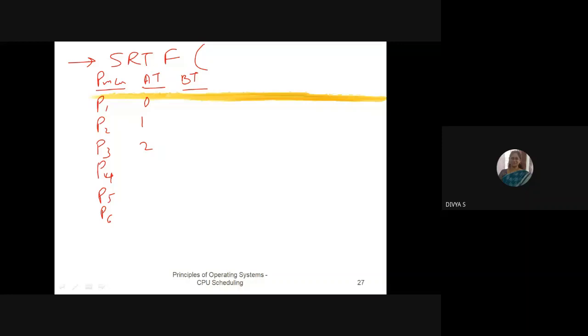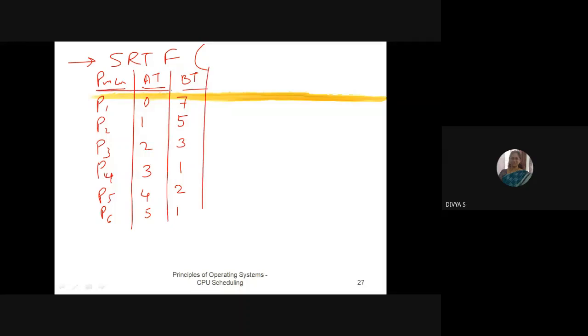P1 to P6, and their arrival times are this. Okay, and their burst times are 7, 5, 3, 1, 2, 1. So for the six processes, we have to find out waiting time, completion time, and then turnaround time.